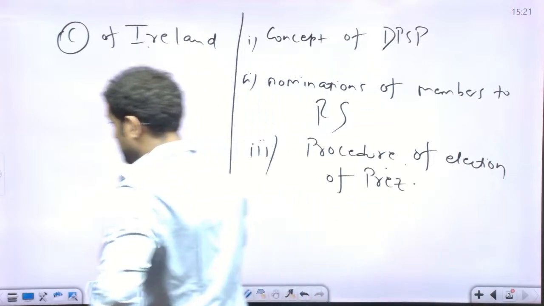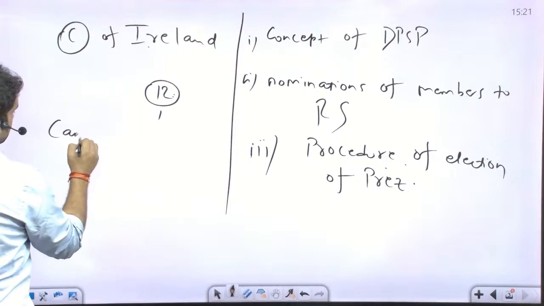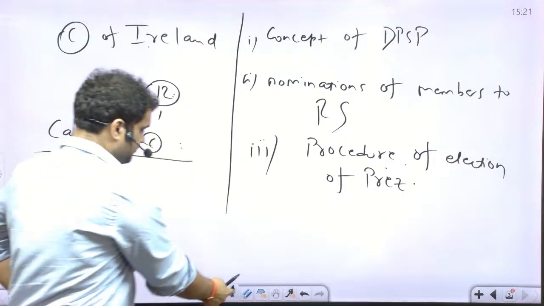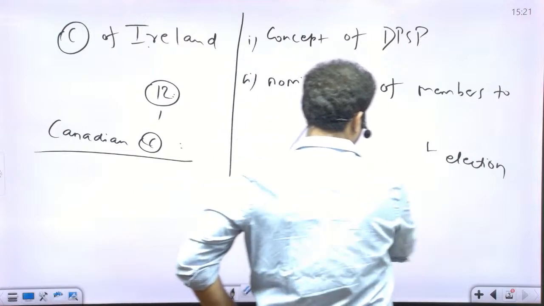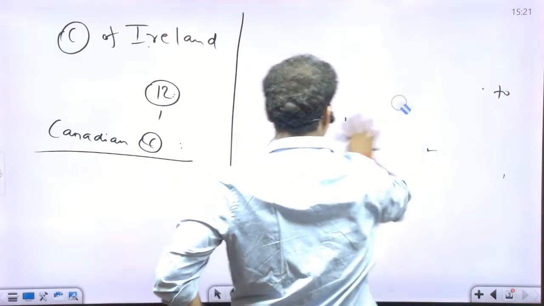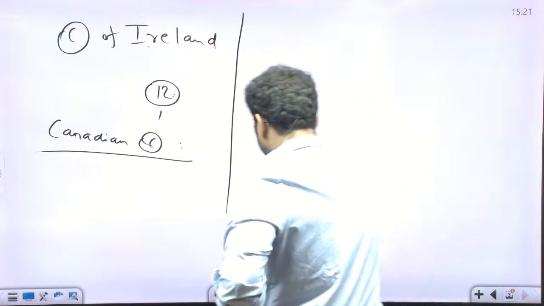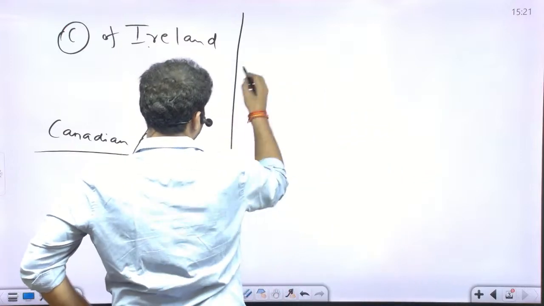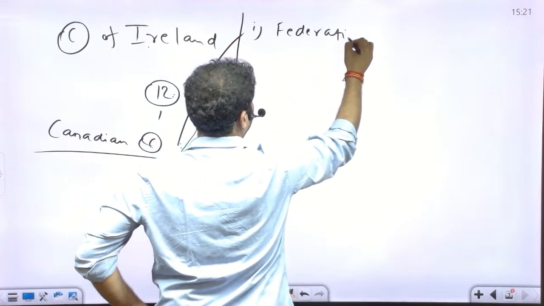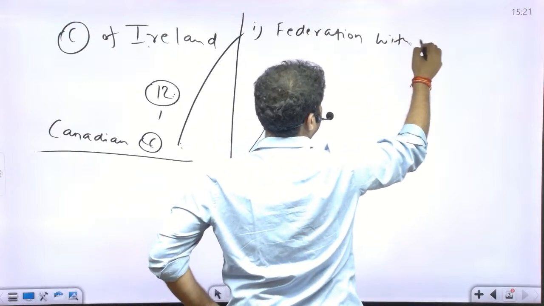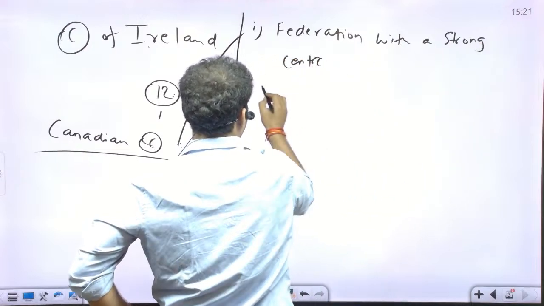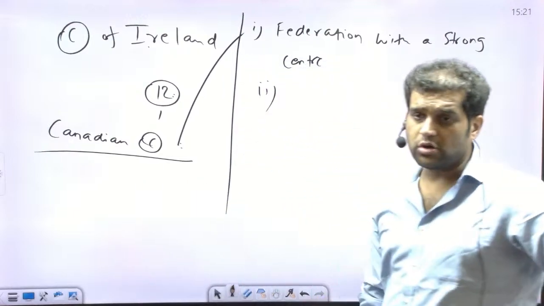Right, next, Canadian Constitution. Number 1. Federation with a strong center.